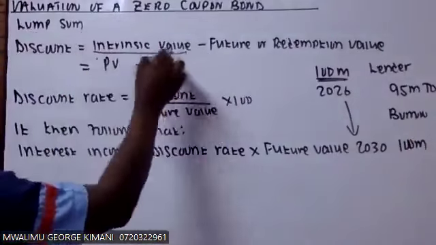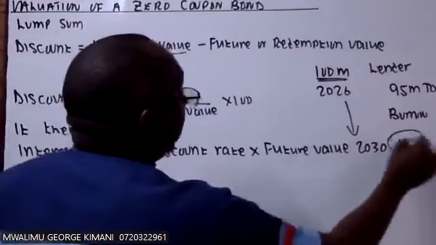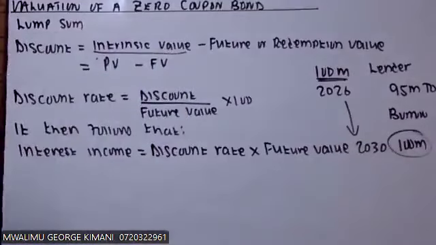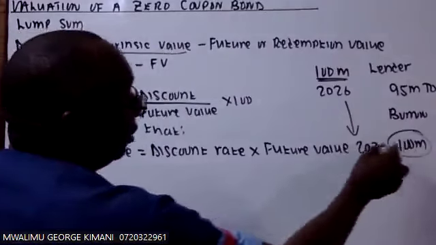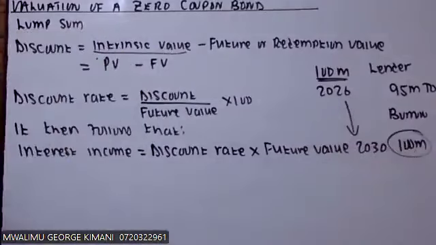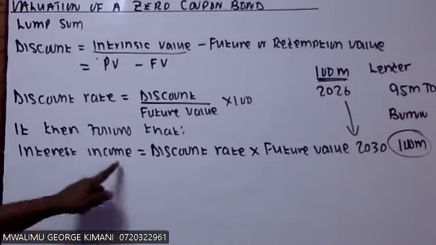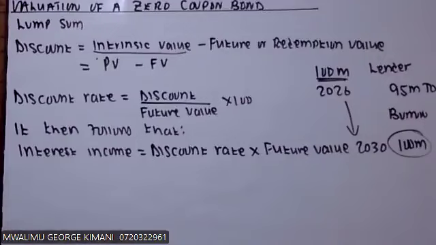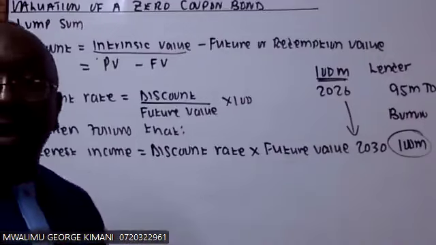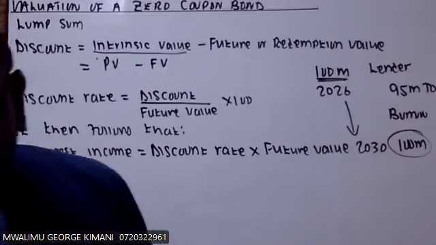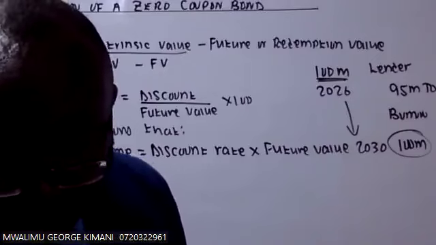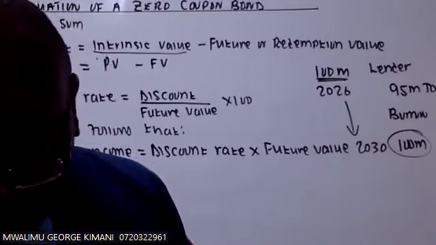minus the future value, this 100 million, when you have already discounted. And the discount becomes the interest income. However, this is very, very rare. You will rarely come across it. It is not common. People do not give money without interest.